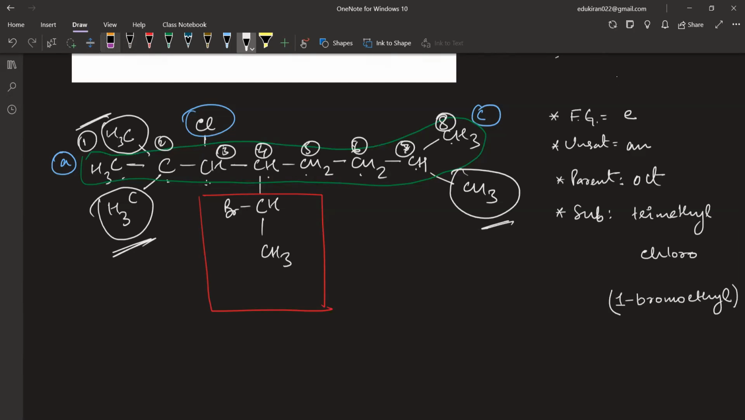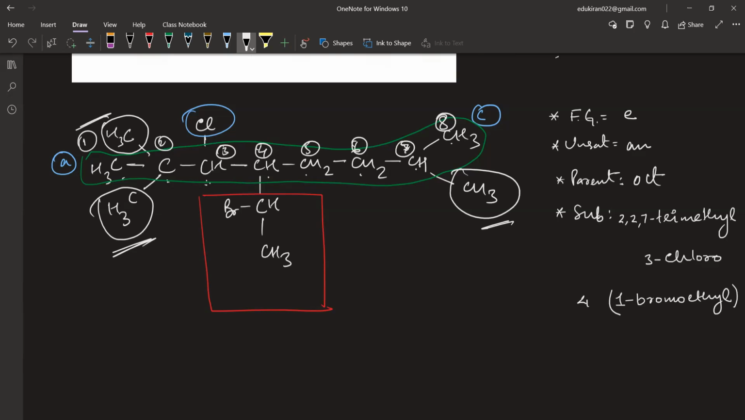So we have methyl. Where are the methyls? We have 3 methyls now. Methyl is in the second carbon, 2, 2, and in the 7th carbon. Is that right? Yes or no? Yes, sir. Any problem? No problem, I hope. Where is the chlorine? In which carbon is the chlorine? Third. 3rd carbon. Very good. And where is this 1-bromoethyl?